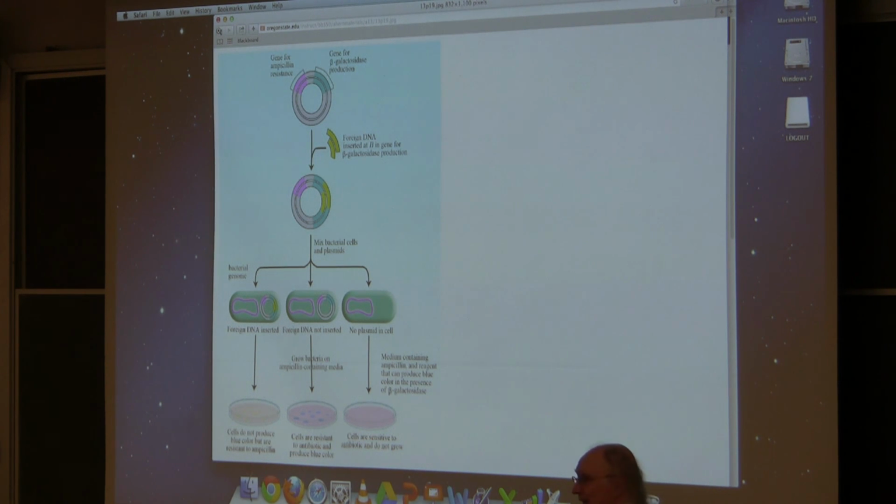So I've got three possibilities. Bacteria that don't get a plasmid, which is going to be 99.99% of them, are going to be dead when I put them in the presence of the antibiotic. Those that get a plasmid that didn't have an insert will still have an intact beta-galactosidase gene, so when I treat them with X-gal, they're going to turn blue. And those that got a plasmid that had an insert that interrupted the beta-galactosidase gene, when I treat them with X-gal, they're going to be white. So blue-white screening is a very powerful technique for me to use.